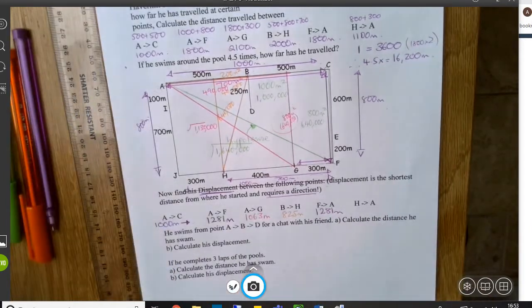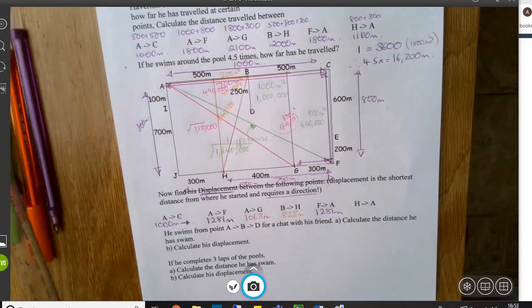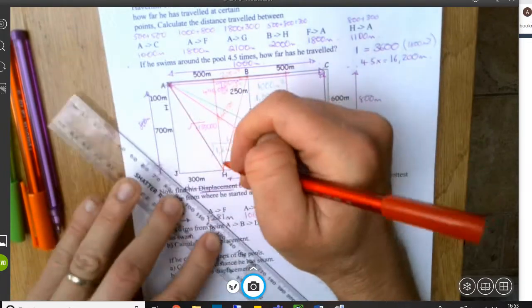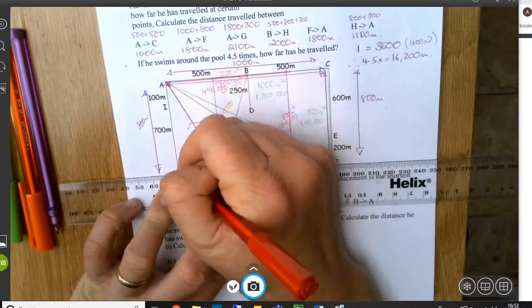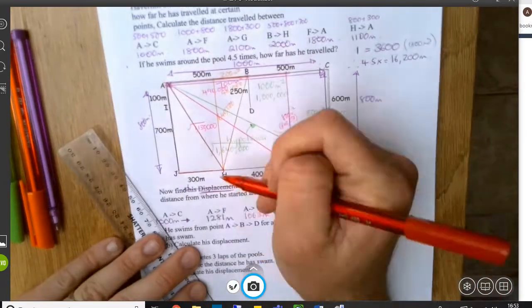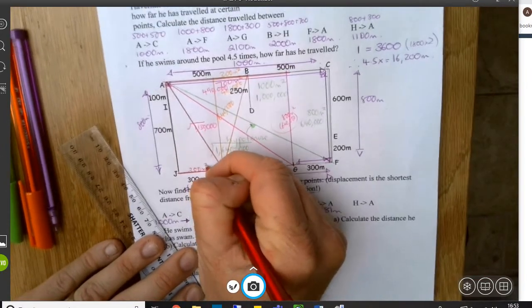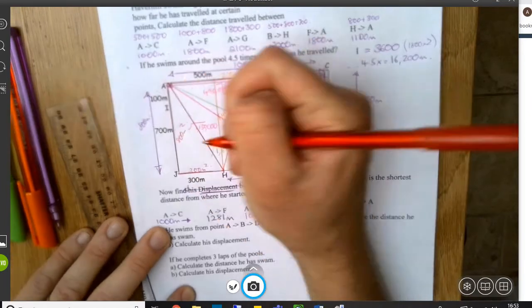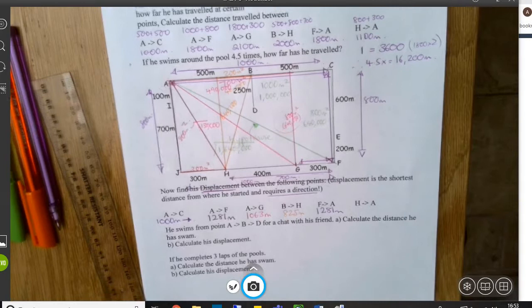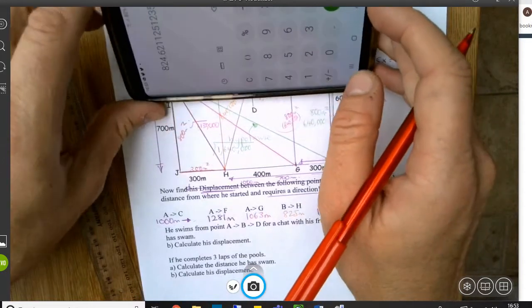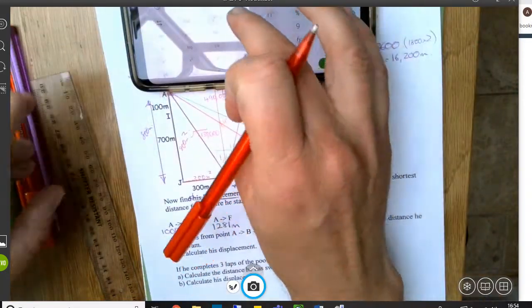Finally, the last one, let's find if I've got a suitably different coloured pen, is from H to A. Okay, so this time we're going from H to A. Again, I think we're going to use this distance here and this distance here. We've got 300 meters squared and we've got 800 meters squared. So, last little bit.